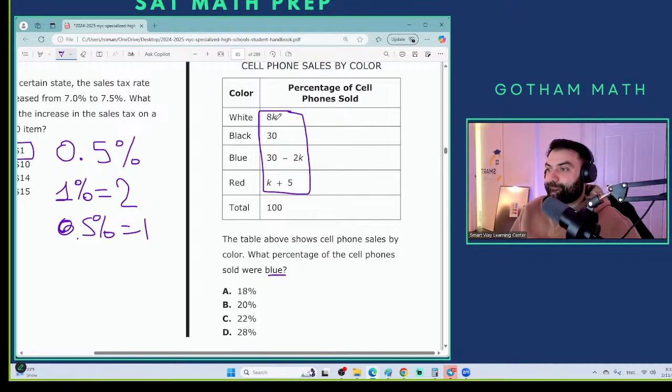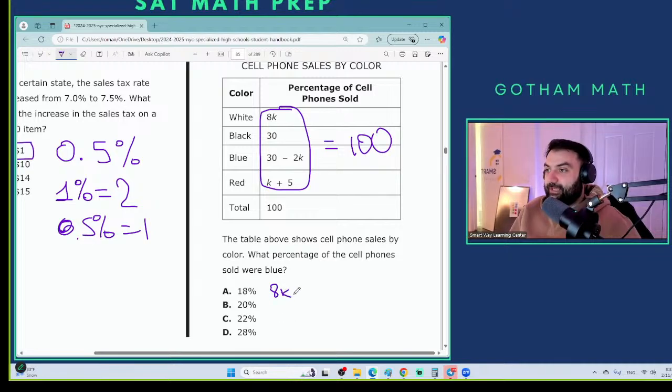What would it be? 8K minus 2K, that's 6K, plus K, 7K. Now, basically, why am I adding all of this? Let me write it down in a more proper way, so I can figure out K. When I add it, I can set it equal to 100, and I will get the K.